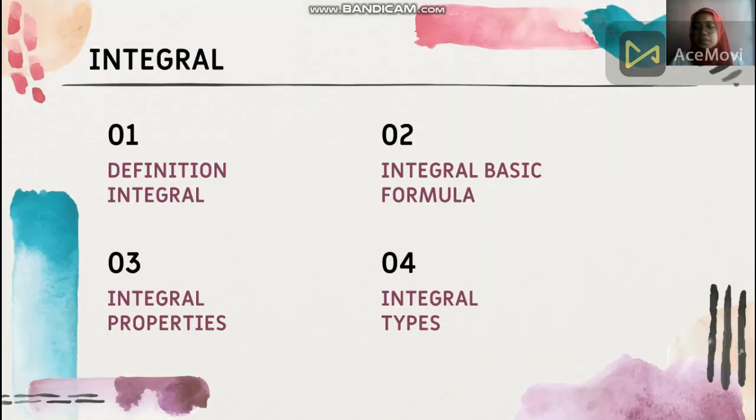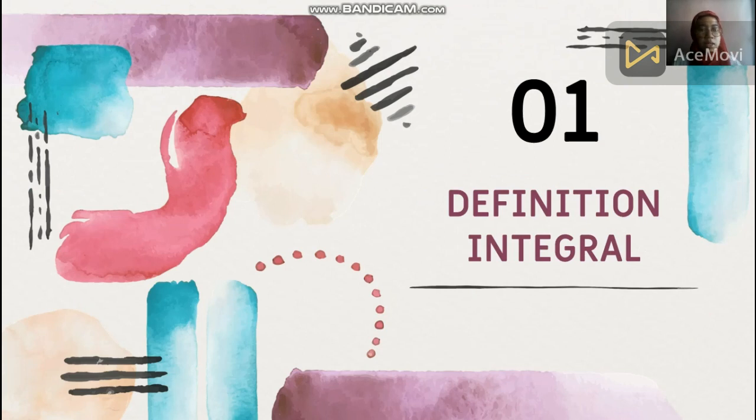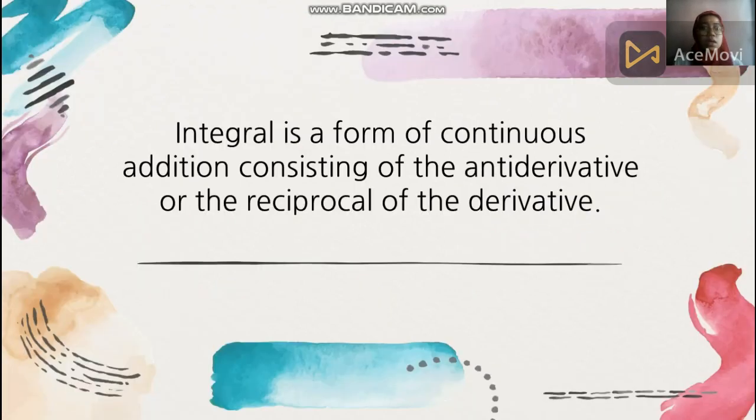First, definition of integral. Second, integral basic formulas. Third, integral properties. And fourth, integral types. 1. Definition of integral. Integral is a form of continuous addition consisting of the antiderivative or the reciprocal of the derivative.